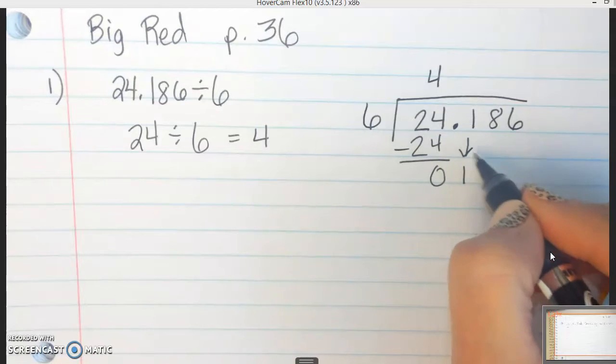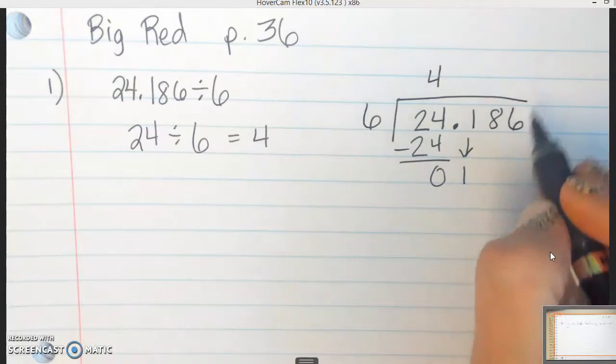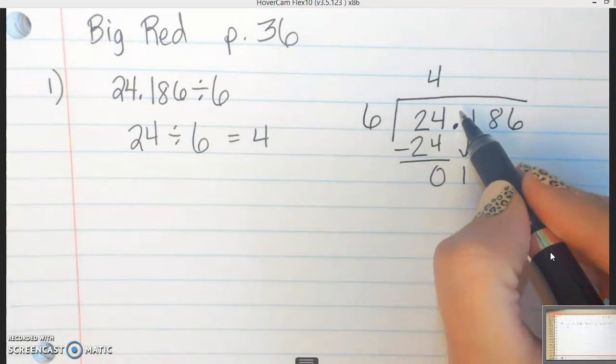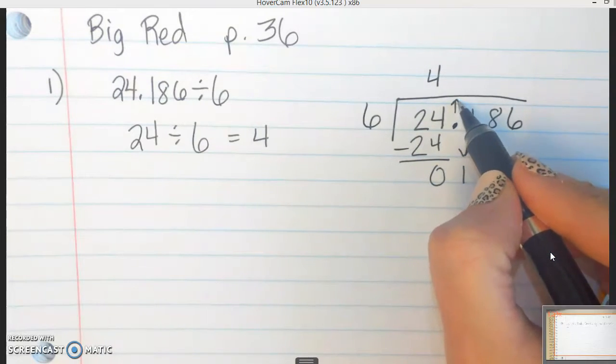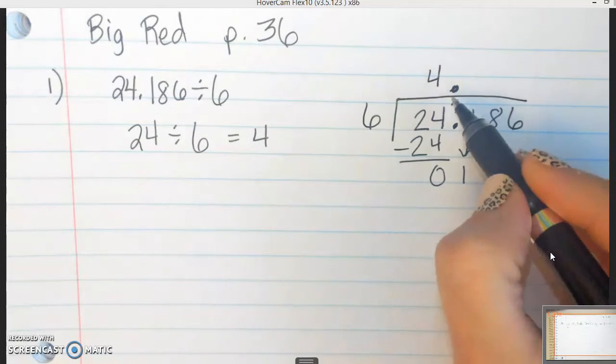And I always do the arrows because it helps me stay organized. It helps me stay on track. Now, before I do anything else, let's go ahead and move that decimal up and put it up here on the line. Go straight up.